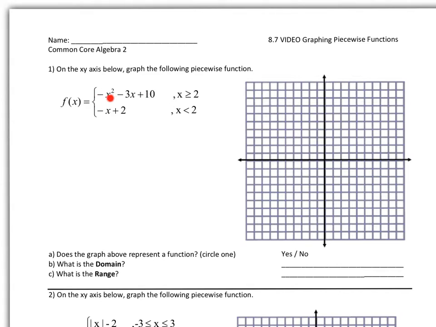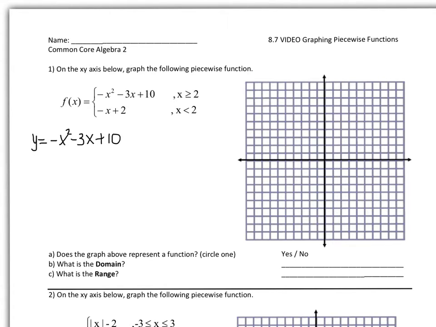But we're going to have the quadratic when x is greater than or equal to 2, and we're going to have the line when x is less than 2. So the first thing that I would do is pause the video, go grab your calculator, and then hit resume. Okay, so what we're going to do is put into the y equals in the calculator negative x squared minus 3x plus 10. So take a minute and do that.